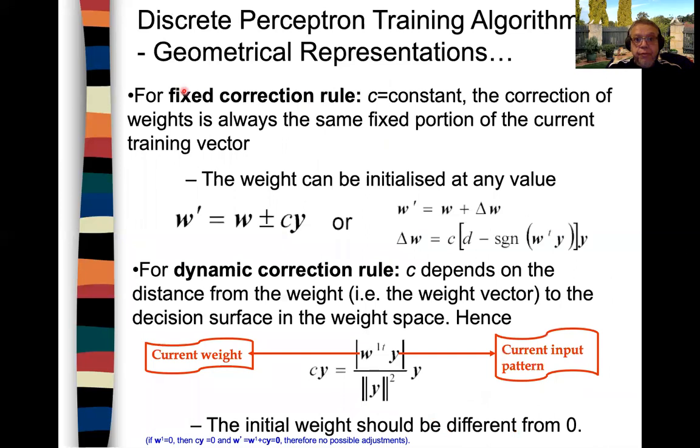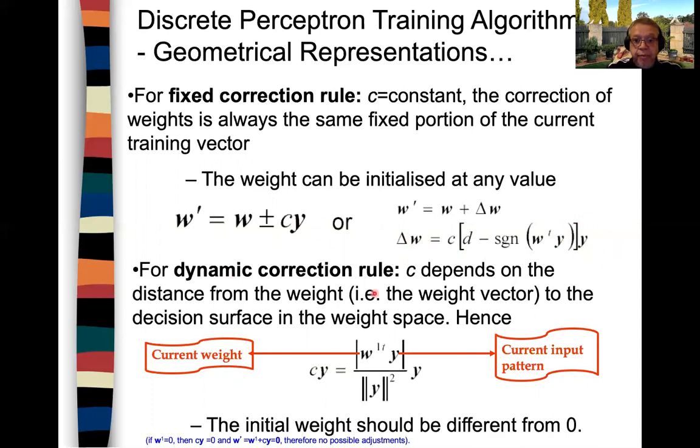Now, for a fixed correction rule where C is constant, the coefficient of the weights is always the same fixed portion of the current training vector, meaning that the new weight is equal to the old weight plus or minus CY. This is my delta W. And this delta W for the case of the TLU or the discrete perceptron is C times the desired output minus the sign of W transpose Y, which is the activation. And then the delta W is multiplied by Y, okay?